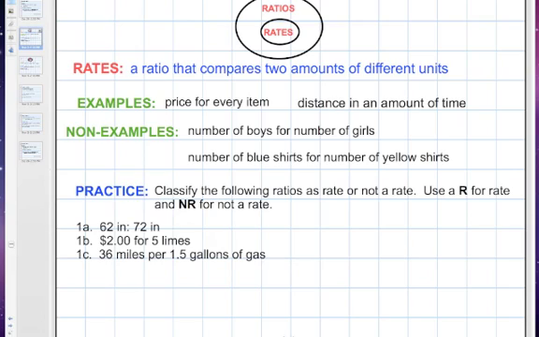So let's get you started with identifying some rates. Please solve problems 1A through 1C in your math notebook, classifying the following ratios as a rate or not a rate. If it's a rate, use a capital R. If it's not a rate, use a capital NR. Press play when you're ready to see your work.